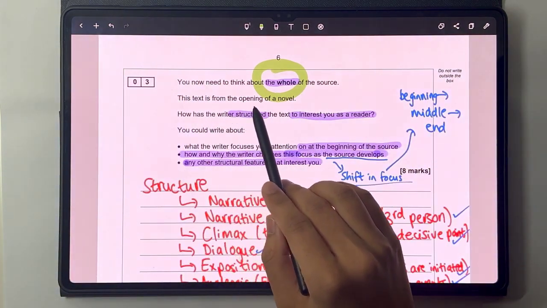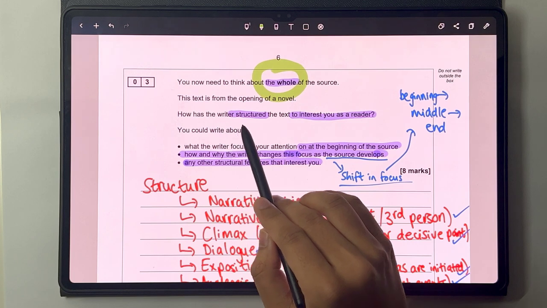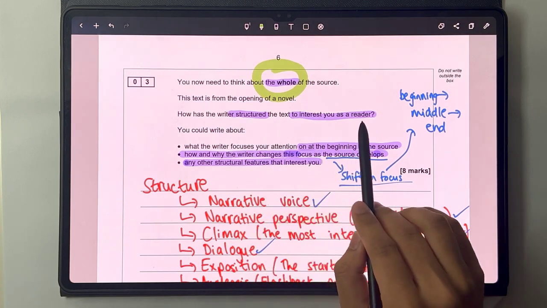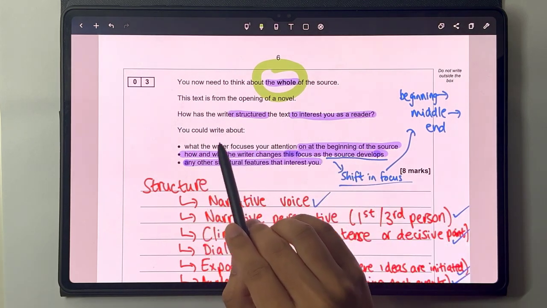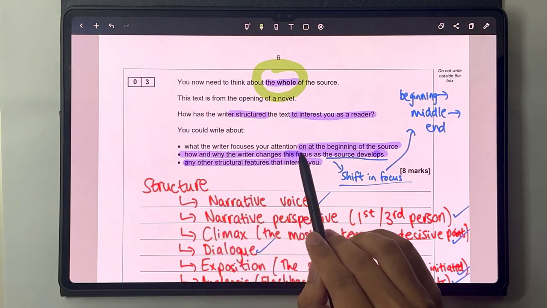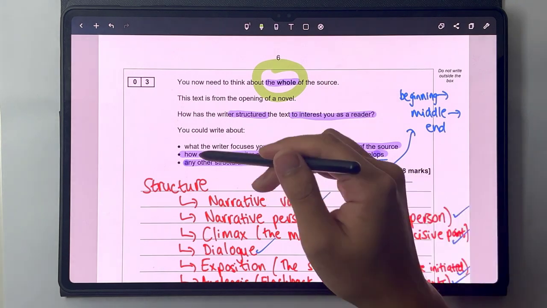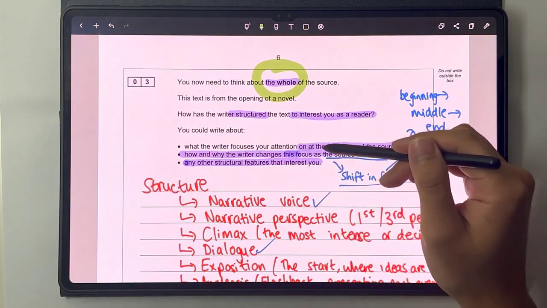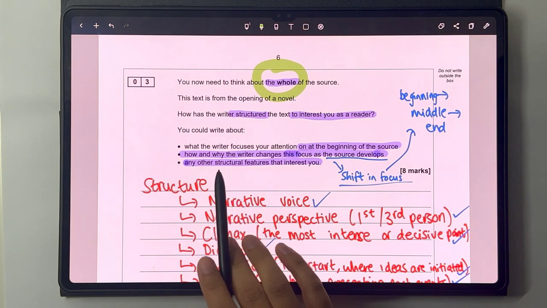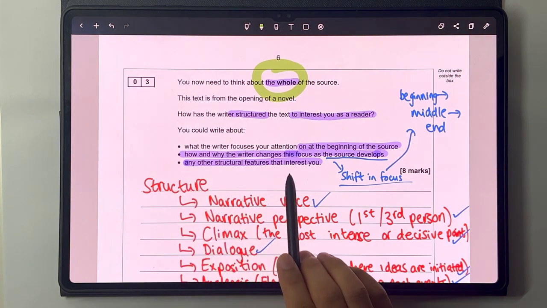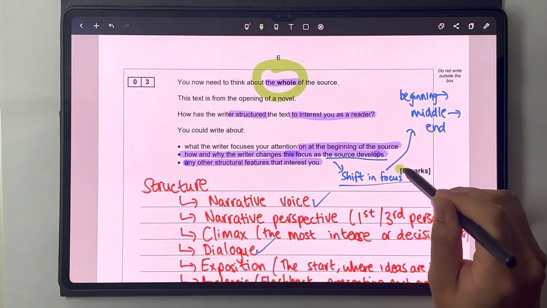The text is from the opening of a novel. How has the writer structured the text to interest you as a reader? You could write about what the writer focuses your attention on at the beginning of the source. So what is the focus at the beginning? Is it on the setting? Is it on the characters? How do they have a conversation? Does it shift from the inside to the outside? Do they use dialogue? How and why the writer changes this focus as the source develops? And finally, any other structural features that interest you. And this question is worth 8 marks.